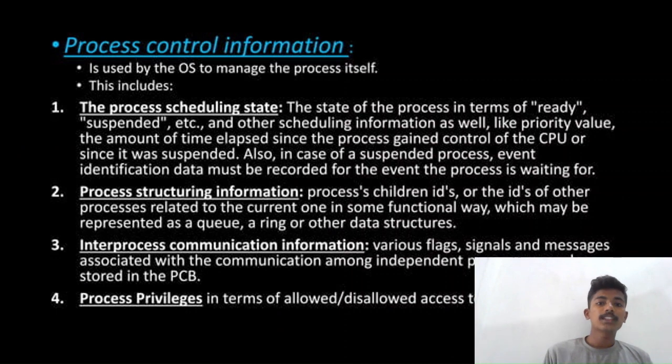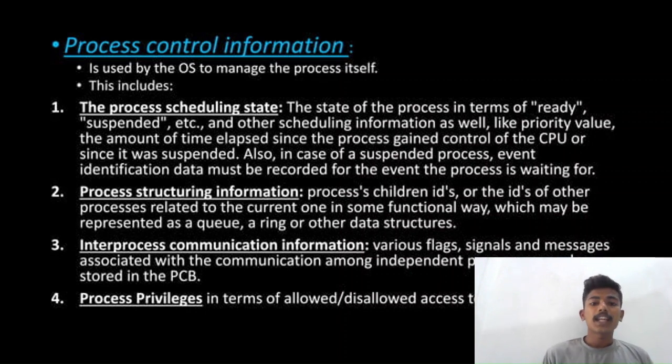Now, process control information. So this process control information is used by the operating system to manage the process. It includes process scheduling state, process structuring information, inter-process communication information, and process privileges. So let us see each of them.